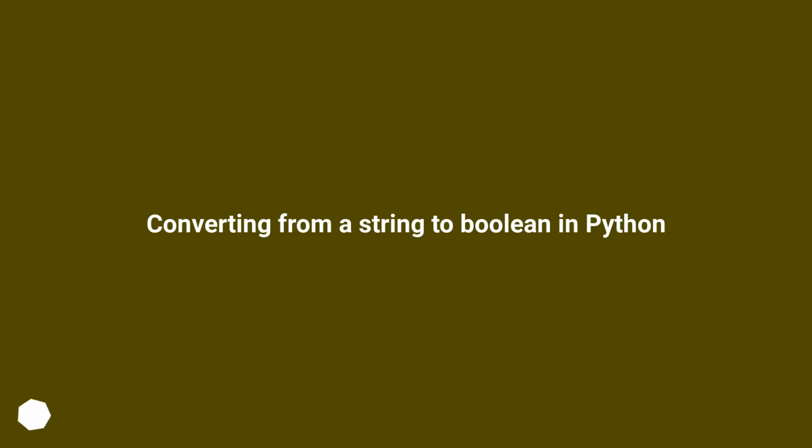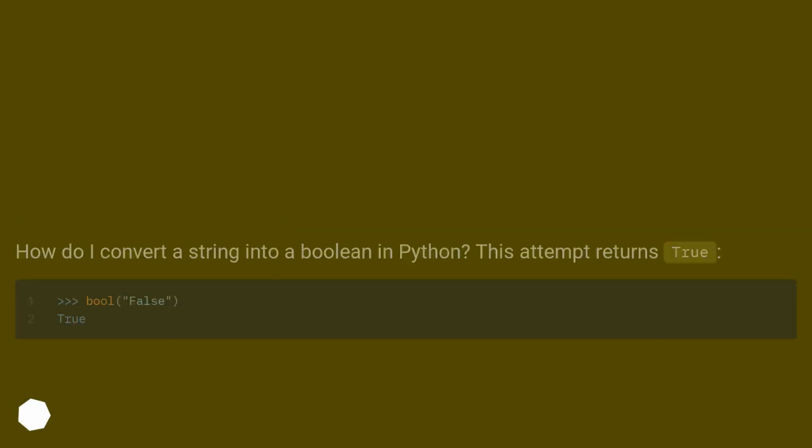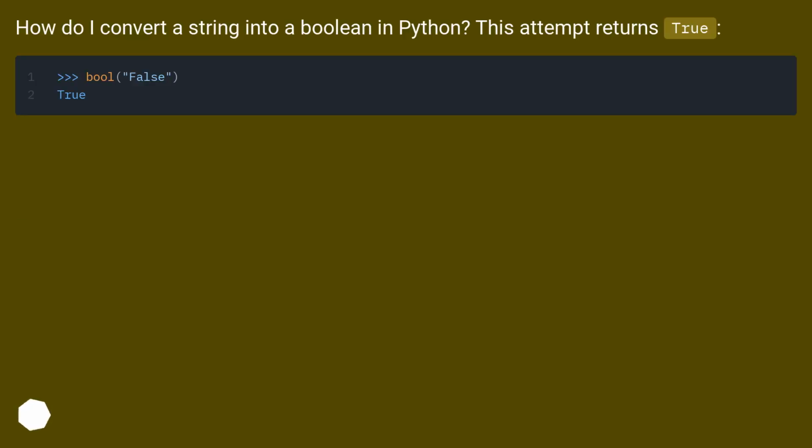Converting from a string to boolean in Python. How do I convert a string into a boolean in Python? This attempt returns true.